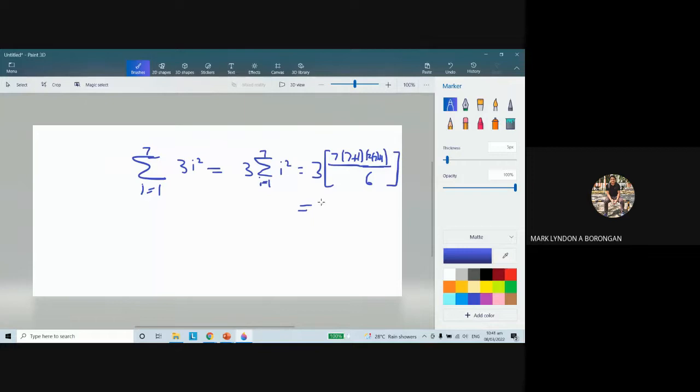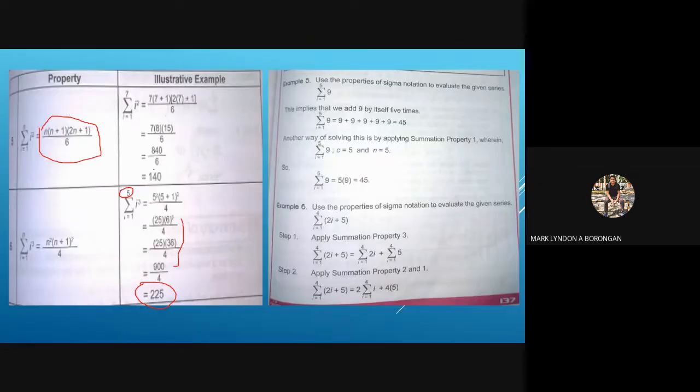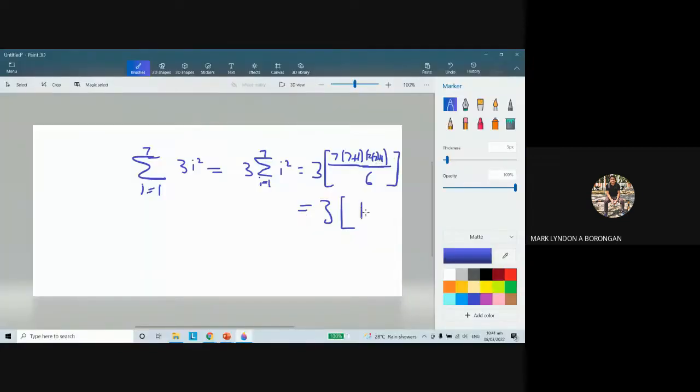When you simplify, it is still 3 times, then the 7 times 7 plus 1 is just 140. So 3 times 140. What I did was a shortcut, since it is simple to just simplify. So I just took a shortcut, 3 times 140. So 3 times 140 gives 420.